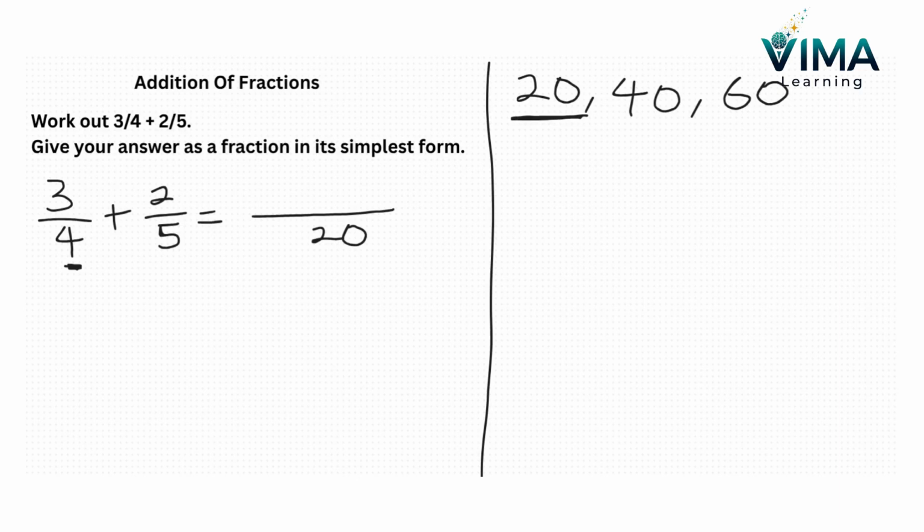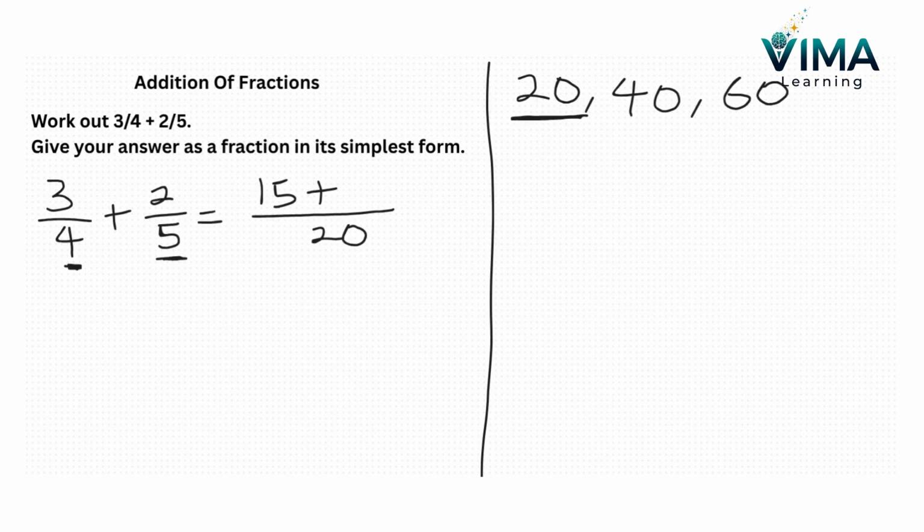So 20 divided by 4 is 5. That answer 5 multiplied by the numerator 3 gives us 15. So you write 15 here. Then you put your sign and then you go over to the second fraction. We do the same thing. So we use 20 to divide the denominator of the second fraction.